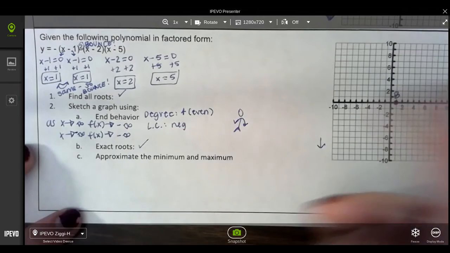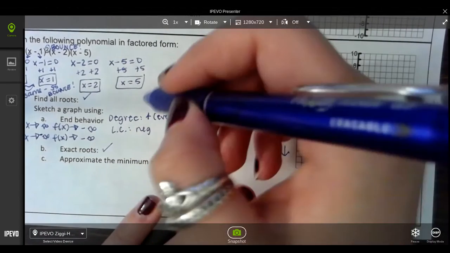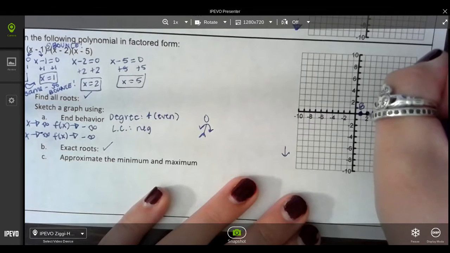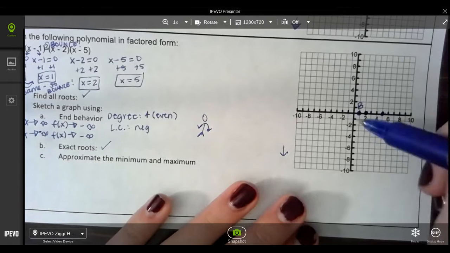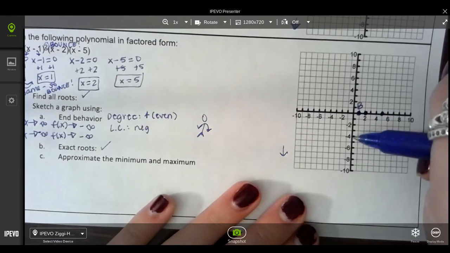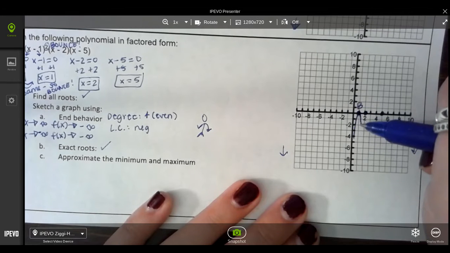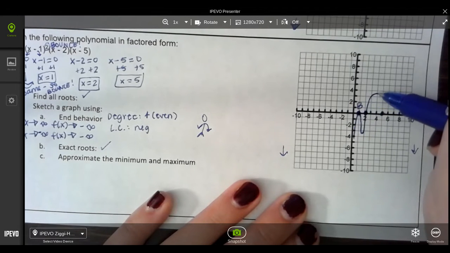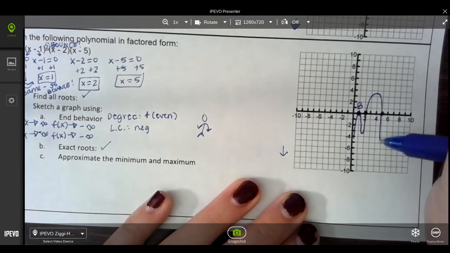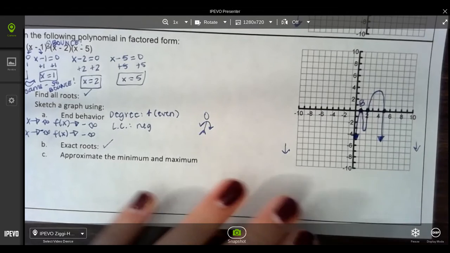We found the exact roots. We'll approximate the maximum as we're working. Plot the rest of our roots. 1 is here, and the last one is here at 5. So if I'm starting down here, I'm going to go up. Remember, we're bouncing, so we don't cross through. We just go right back down. Go up to cross through this one because we're not bouncing. Turn around and cross through this one because we're not bouncing as well. And there's a sketch of our graph.